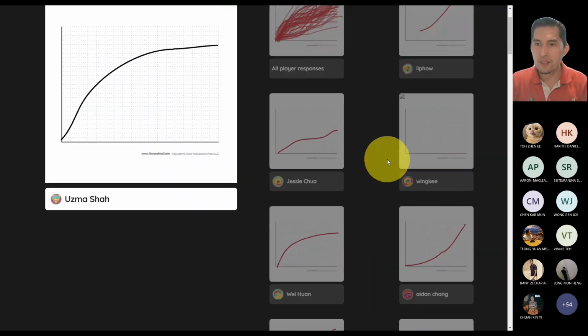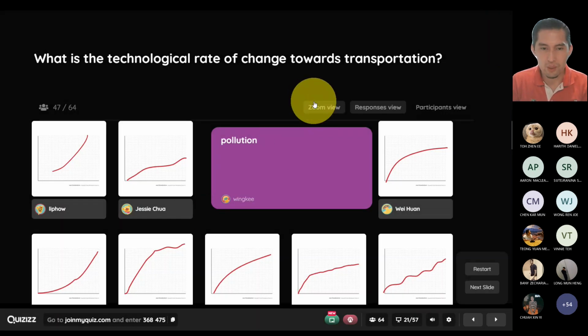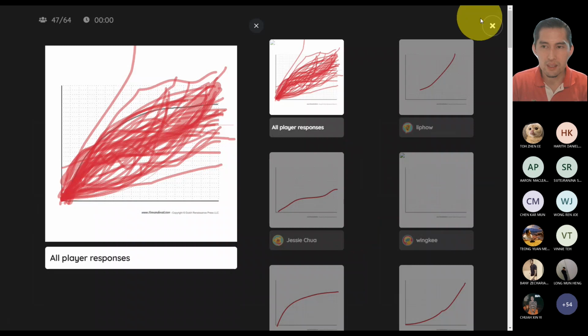So what is the other view that I have? This is something new to me, I'm trying out as well. So Zoom view is this.